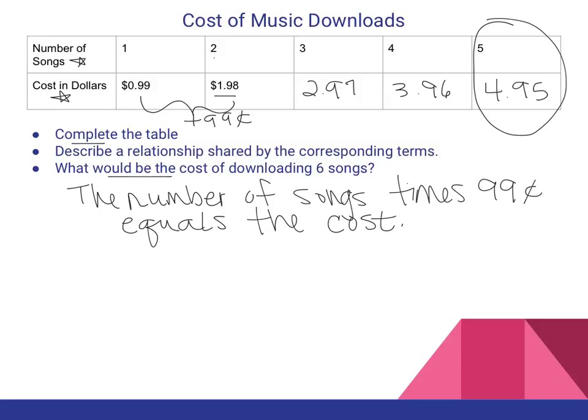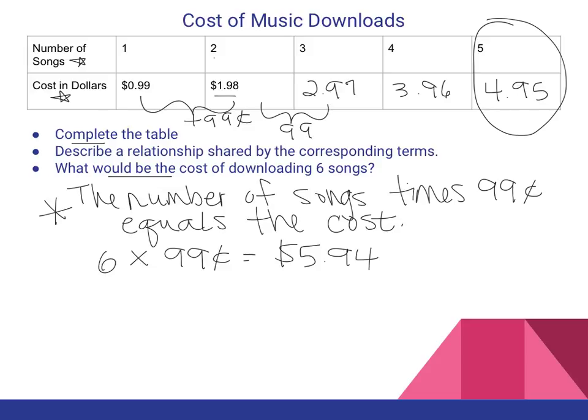So then the final question says, what would be the cost of downloading 6 songs? Using the relationship that we just came up with, I could simply say, well, 6 times 99 cents would give us $5.94. I can also figure that out by adding 99 cents to the last term, since I knew that the pattern shows 99 cents each time.